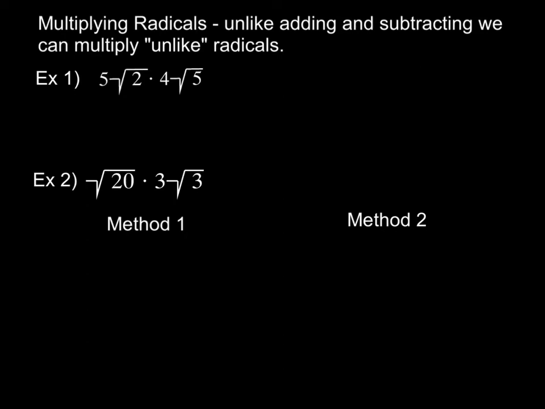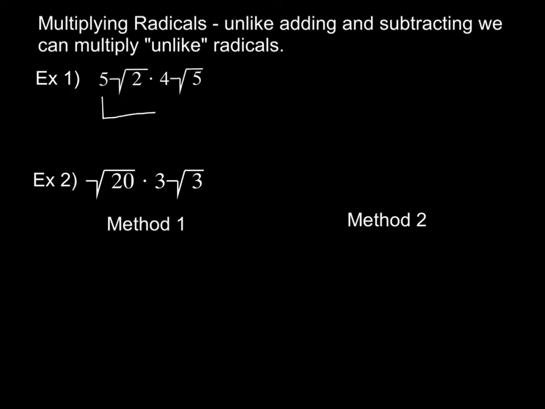Okay, now that we've covered simplifying radicals and adding and subtracting radicals, we will move on to multiplying and dividing radicals. So in multiplication, unlike addition and subtraction, you can multiply unlike radicals. So in example 1, I have 5 radical 2 times 4 radical 5. Since they are unlike radicals, that's okay.